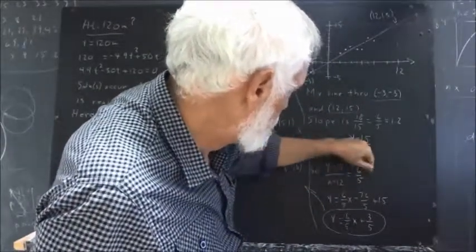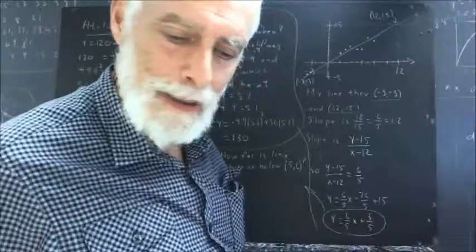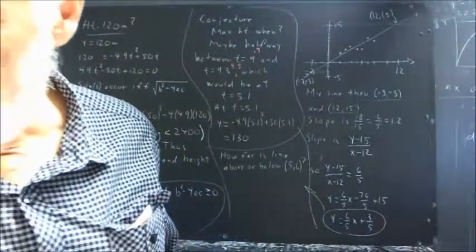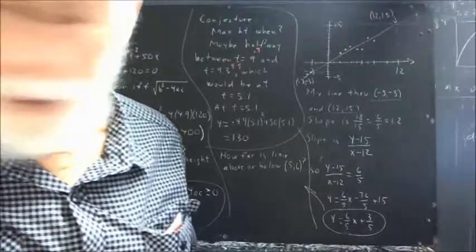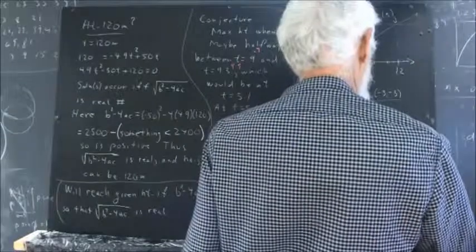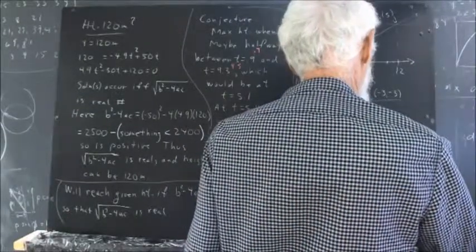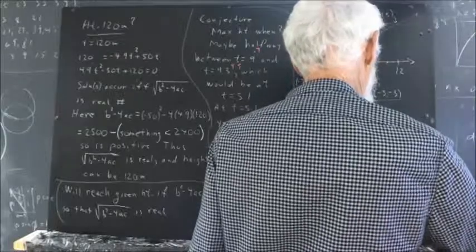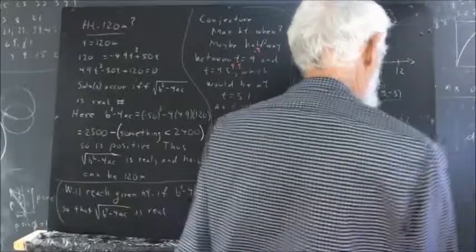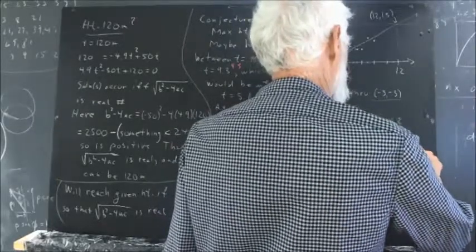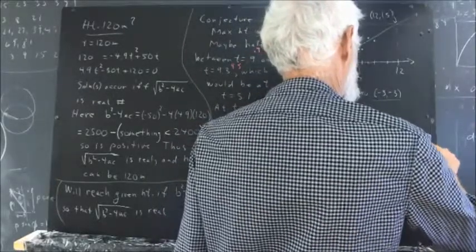So we set these equal, and that's exactly the same as using the 2-point form or the point slope form of the equation of a straight line, which would be y minus 15 equals 6/5 times x minus 12. y minus y1 equals m times x minus x1.